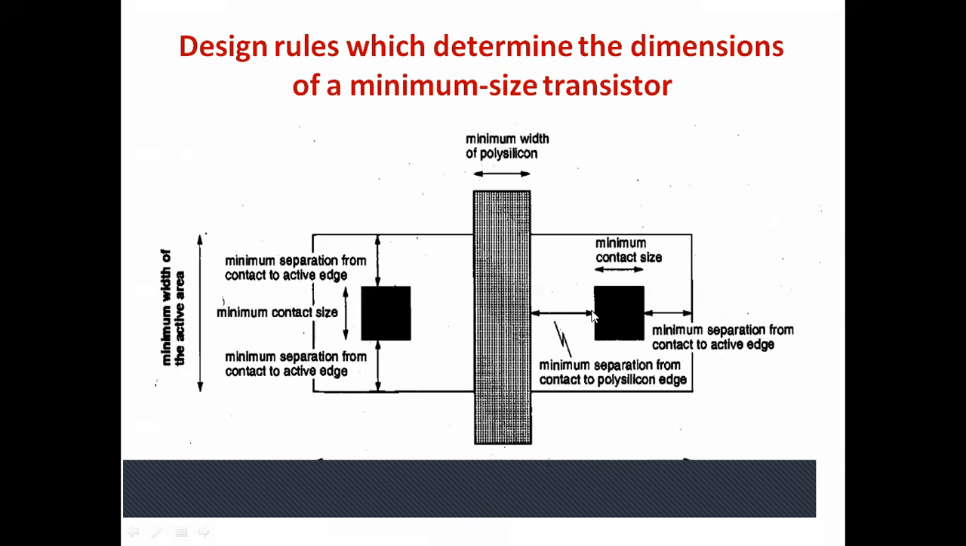3 lambda plus 3 lambda. 11 lambda plus 2 lambda. How much is it? 13, and plus 1, 14. So 14 by 4. 14 lambda is the area required for a minimum transistor, so that you can put the gate, you can put the contact and everything according to the lambda rules, right? So in this way you can calculate the minimum size of the transistor required.